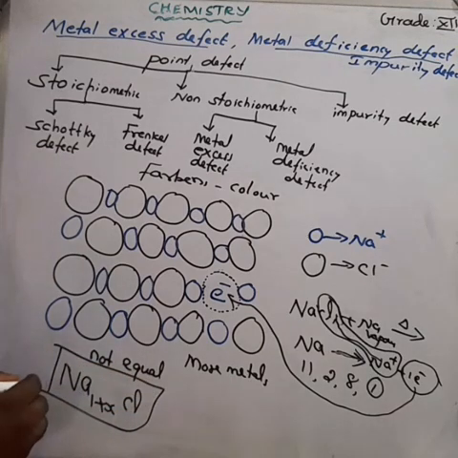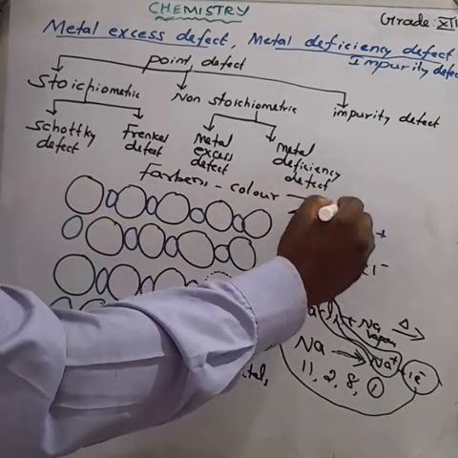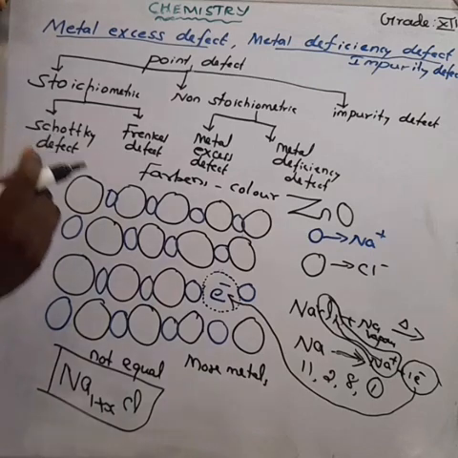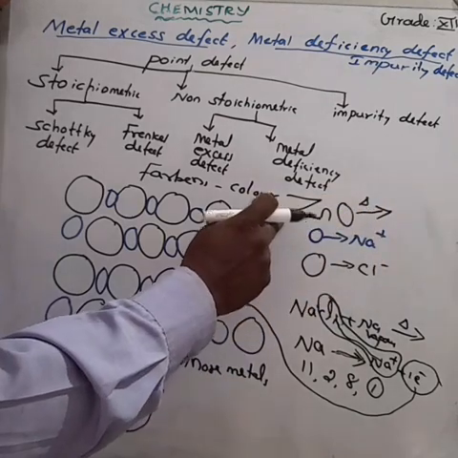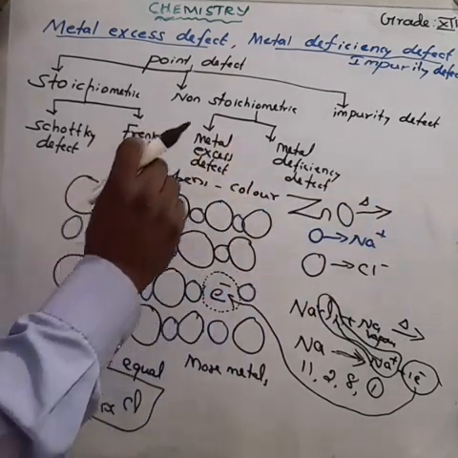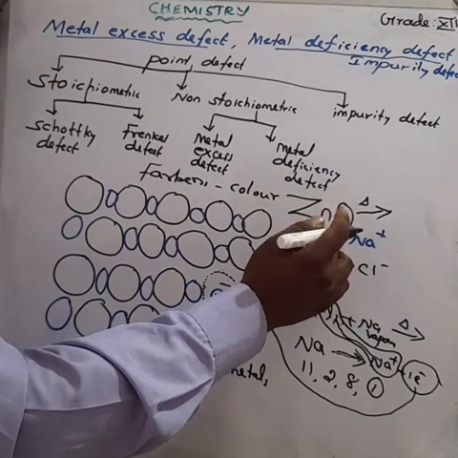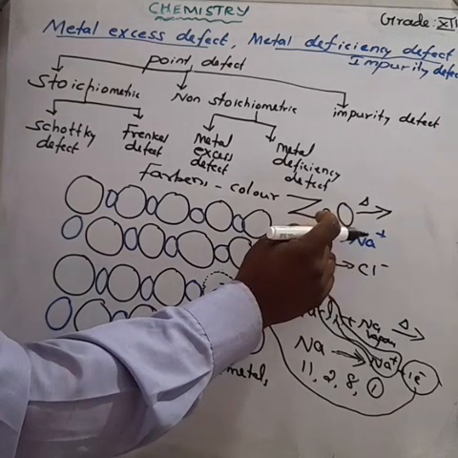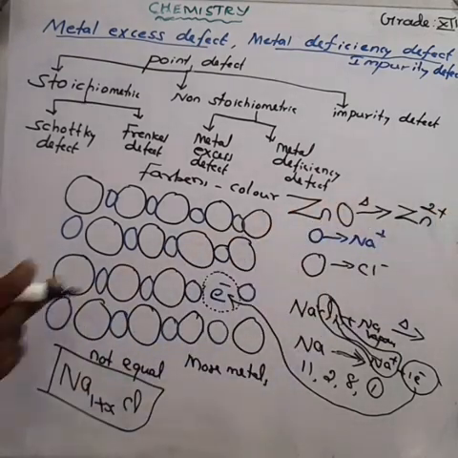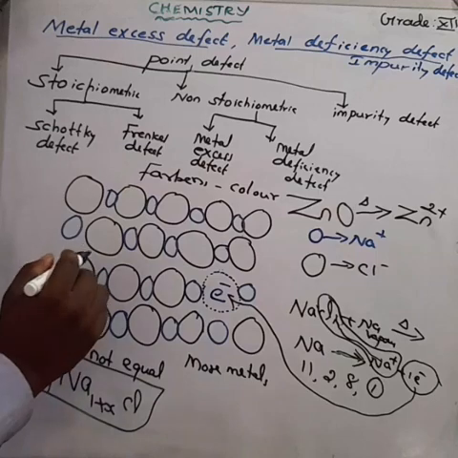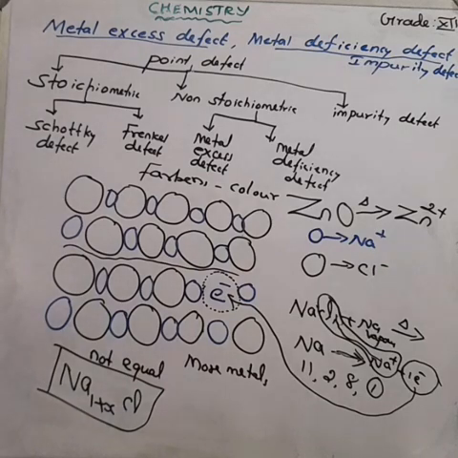One more example I am taking: zinc oxide. Zinc oxide is colorless at room temperature. When it is heated, it becomes yellow in color. On heating, it loses oxygen, thereby forming free Zn2 plus ions. The excess Zn2 plus ions move to interstitial sites and the electrons also occupy interstitial positions.